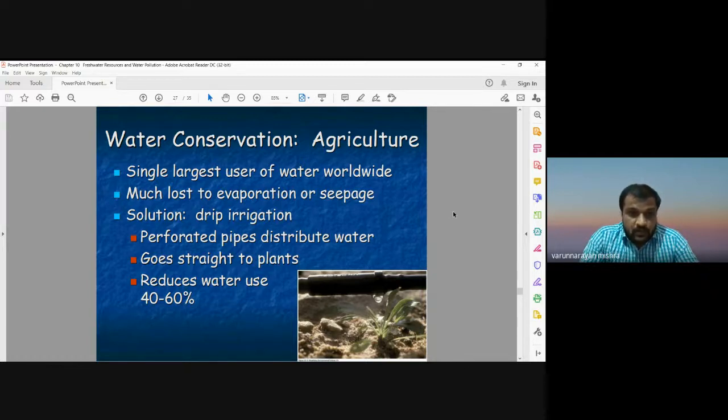Perforated pipes distribute water. It goes straight to the plants and it reduces water use by around 40 to 60%. So this is the figure showing the drip irrigation system. This drip irrigation system can reduce the loss of water by around 40 to 60%, and it will improve the performance of agricultural productivity. It will increase the agricultural practices. This is the best way to work on water conservation for agricultural practices.